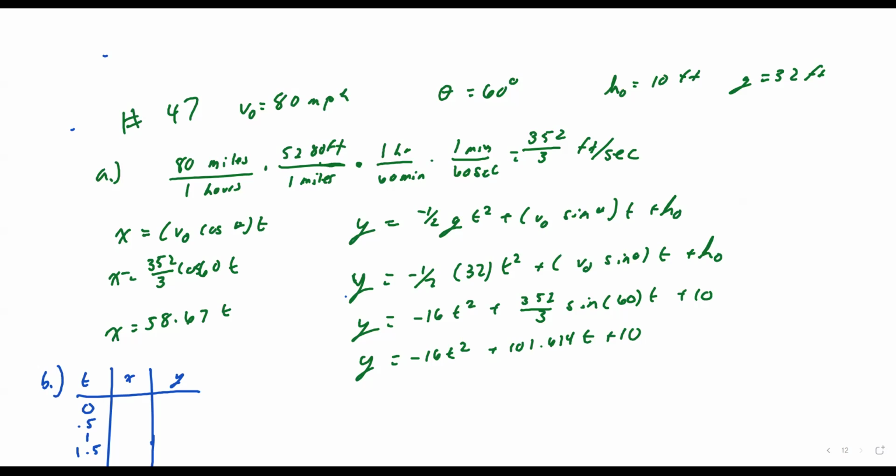So if I then do menu 5.1 to trace, the first answer at 0 would be 10. My x at 0 would be 0. There's my first good point. Then we'll do 0.5 next.